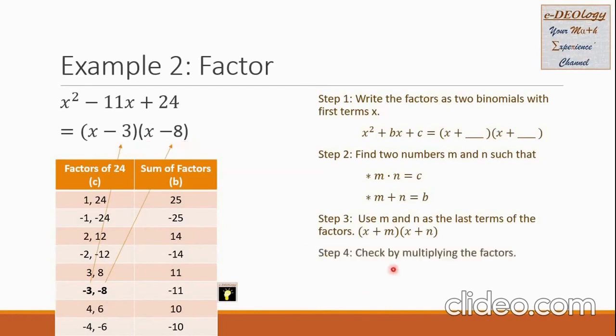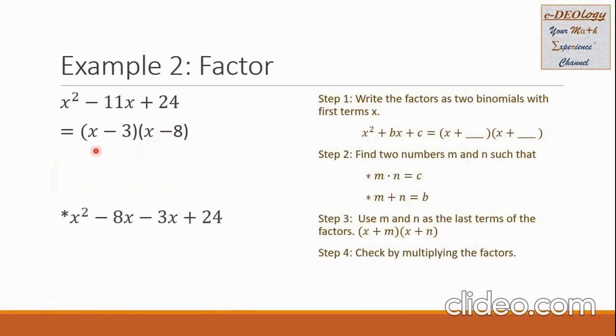In step 4, we check if our answer is correct by multiplying these two binomials. So we have now x times x is x squared. x times negative 8 is negative 8x. Then negative 3 times x is negative 3x. Then negative 3 times negative 8 is positive 24. And then the middle terms, we can see that they are like terms that we can combine. So we have now the final answer, x squared minus 11x plus 24. And our answer here is the same as our original trinomial on top. It means x minus 3 times x minus 8 is our final answer.